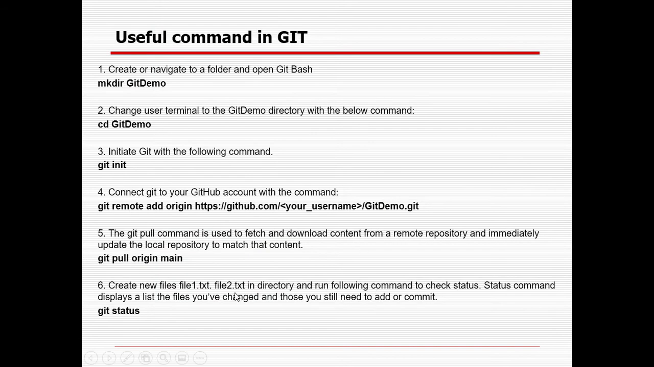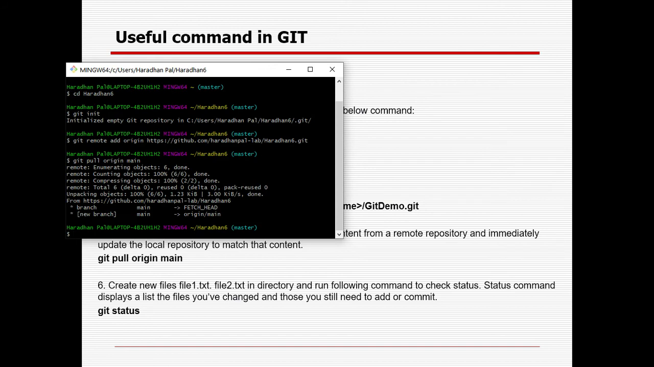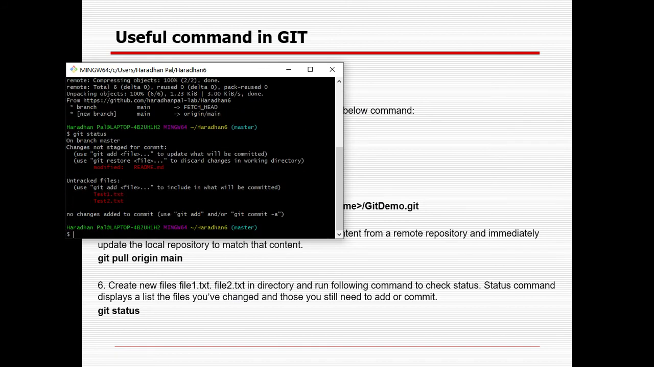Now if I want to check the status through a git command, I can run git status. What updates have I made so far? You can see here, changes not staged for commit. These are the two files I have created. Otherwise, in case I am just making some update to an existing file, I can also change it.